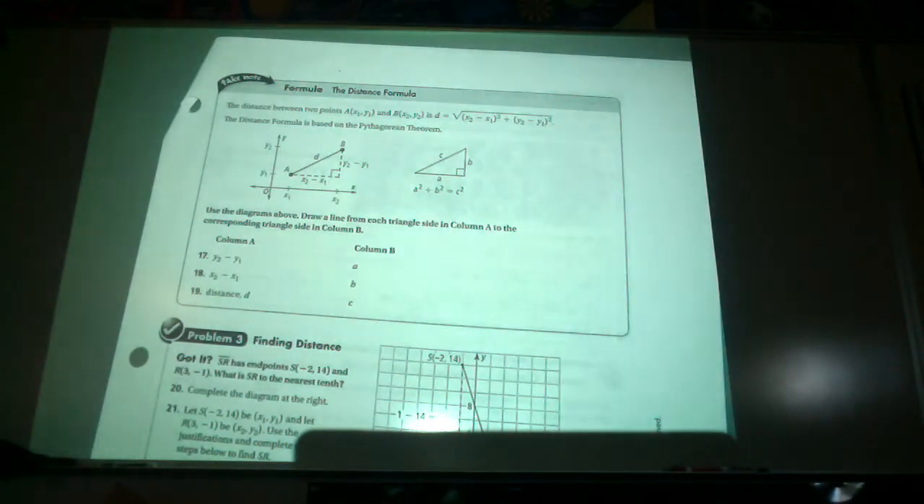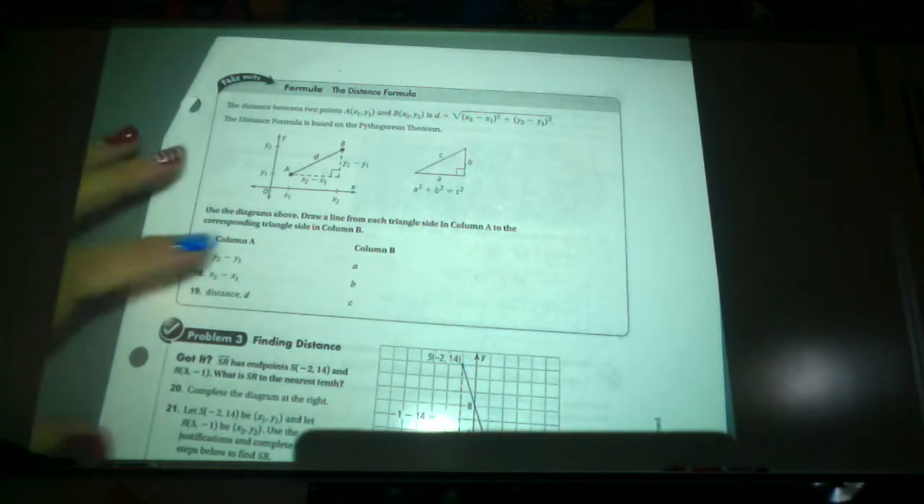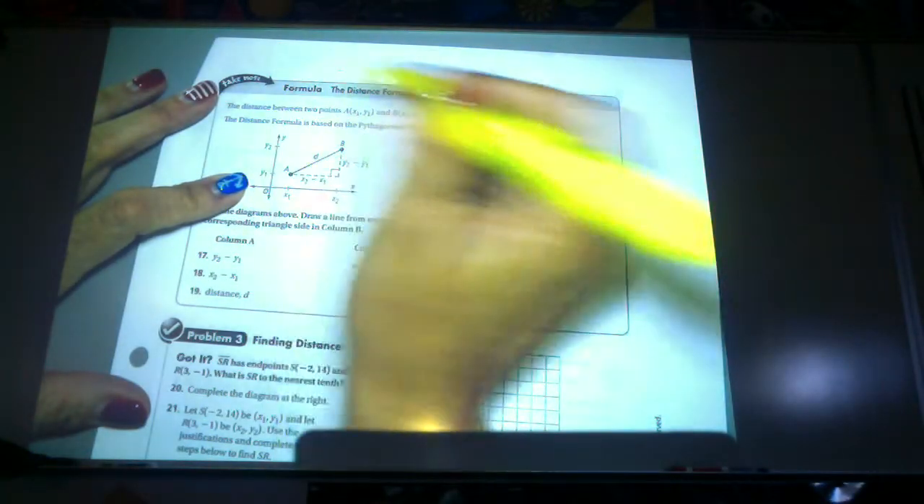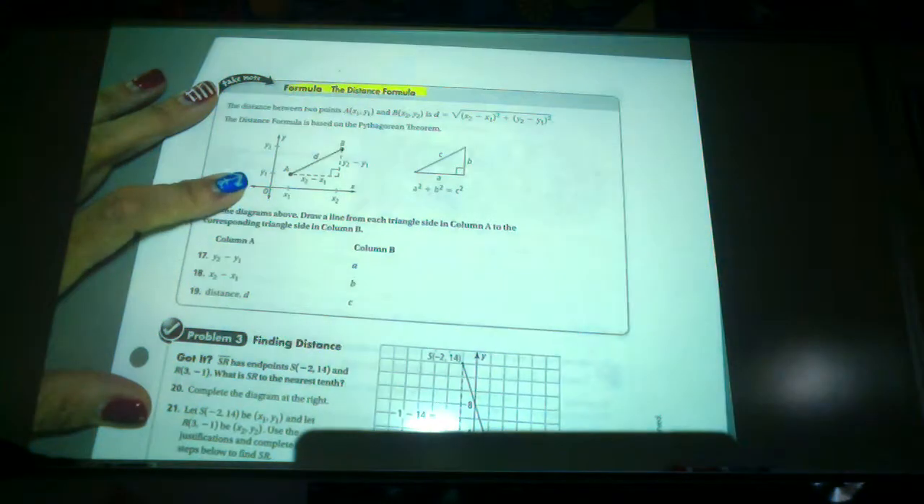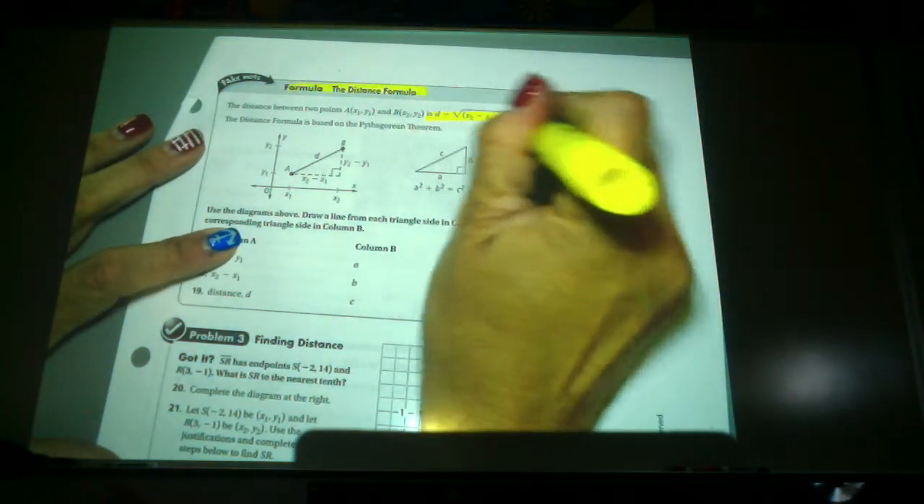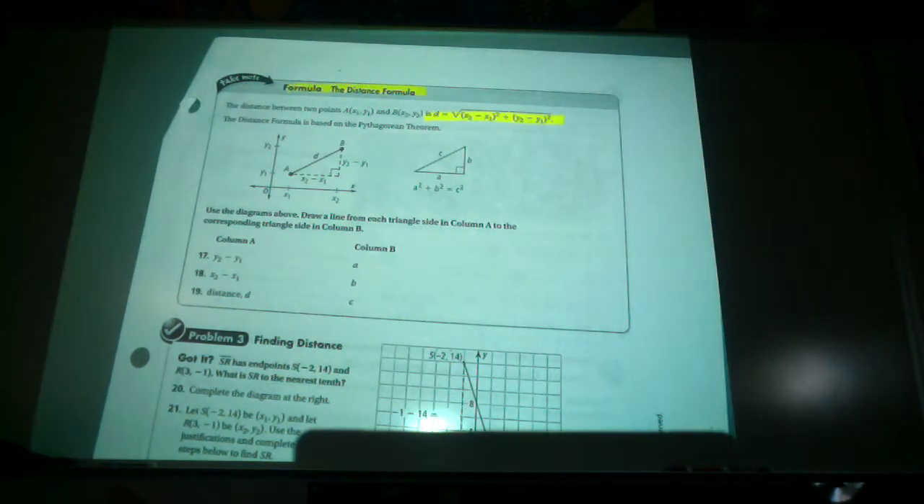So if you don't know the distance formula, you should have used it in Algebra 1-2 last year. I make the assumption that you know the distance formula. If you don't, put it on a flashcard and learn it. You will use it throughout every math class you ever take. It's never going to go away.